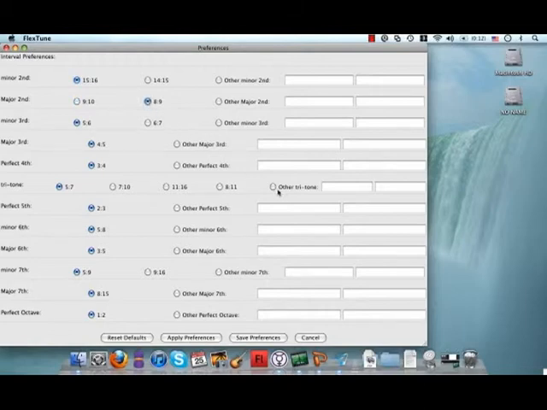The user has a choice between several ratios closely related to the commonly accepted proportions. There is also the option of specifying custom ratios for every interval.